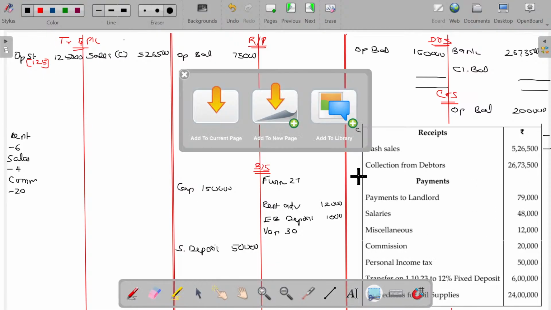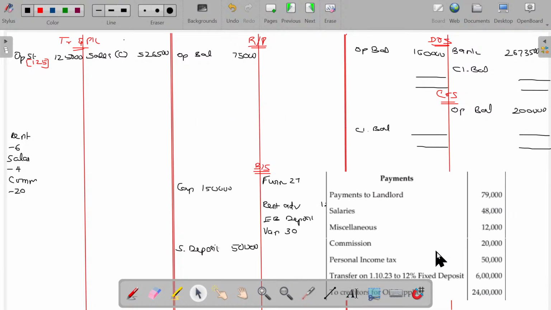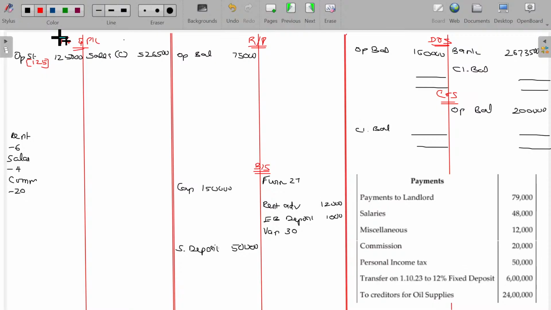Now I have to post the payments. Payments to landlord. What's that? Maybe rental payment or rent advance payment. Deposits also may be possible. There may be outstanding or advance. Lots of adjustments are there for the payments to landlord. So it is better to work this out as a separate working note. I'll discuss this later separately.